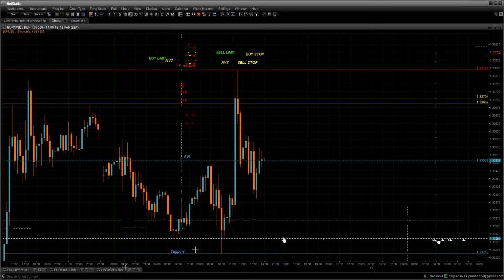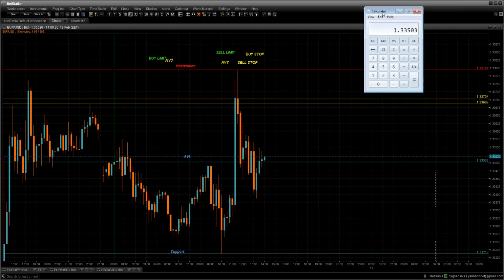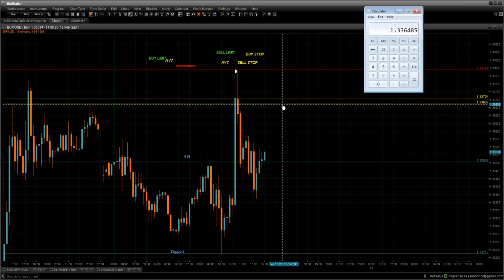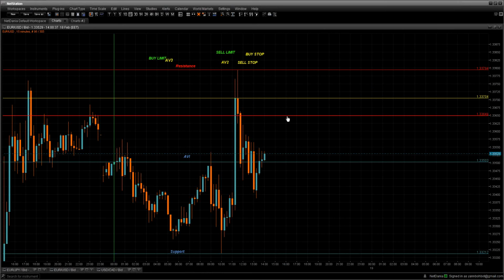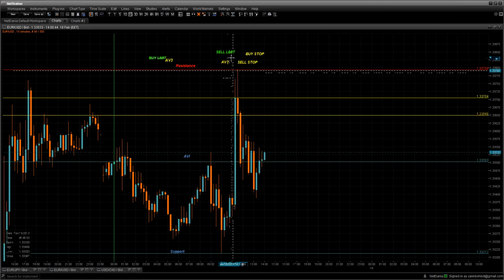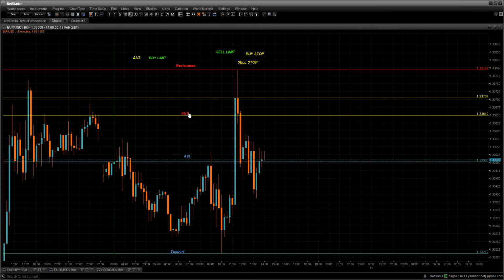Let's do average 2 and average 3. Average 2 is resistance 1.33794 plus 1.33503, divided by 2, 1.33649. It takes a lot of patience, but a lot of patience will bring you a lot of money. Again, this is average 2.